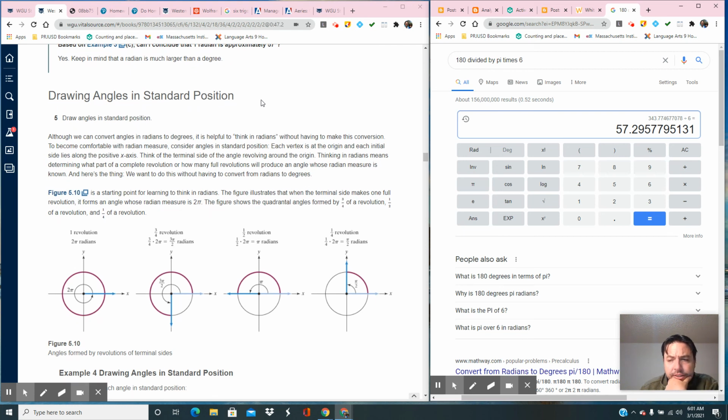Let's see. Drawing angles in standard position. Draw angles in standard position. Well, that's the next section.